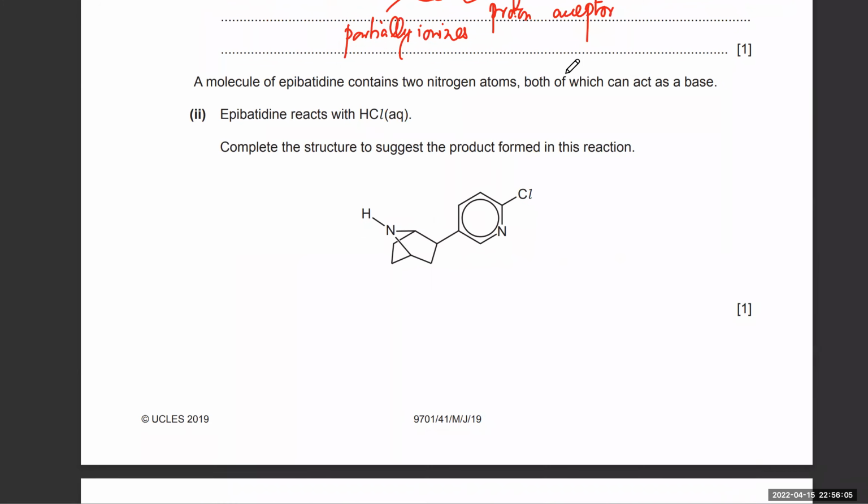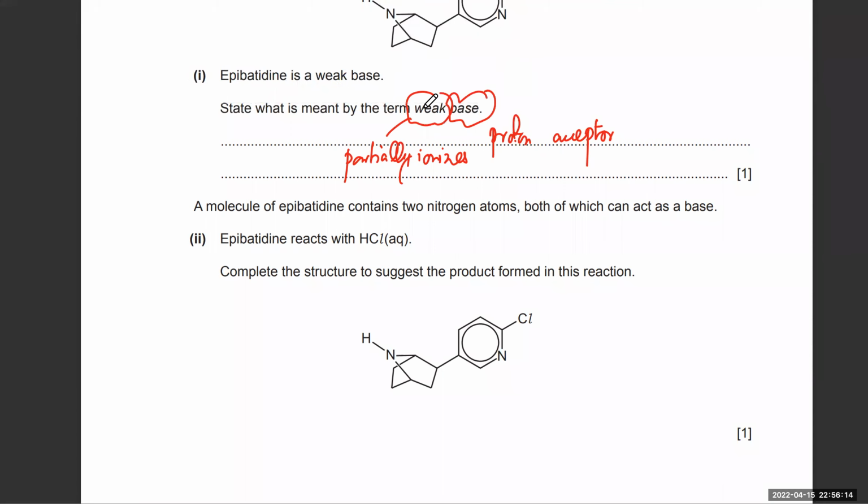A molecule contains two nitrogen atoms, both, 1 second. As a molecule contains two nitrogen atoms. Partially ionized, that would be for acids.